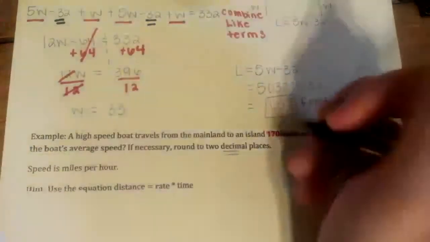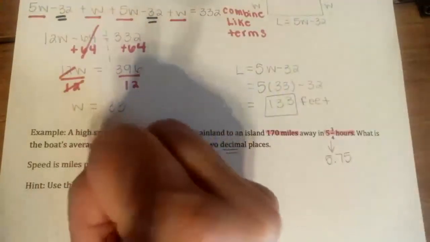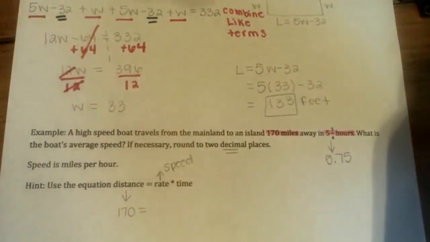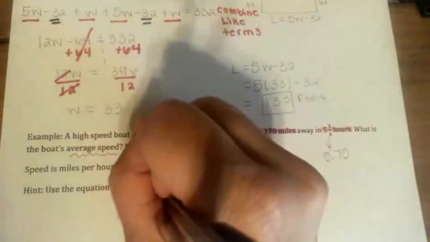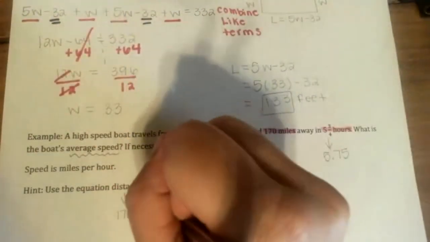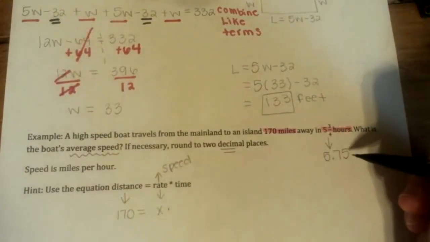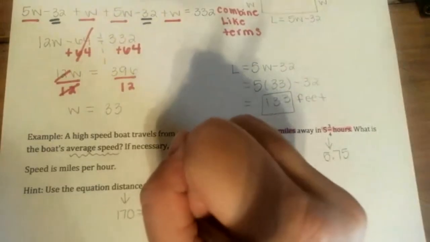So our distance that they gave us is 170 miles equals our rate. Our rate is our speed. So we are trying to find what is the boat's average speed. That's what we're trying to find. We don't know our average speed, so let's call that x. Times our time. They told us our time is 5 3/4 hours, or in decimal form, 5.75 hours. So 5.75.